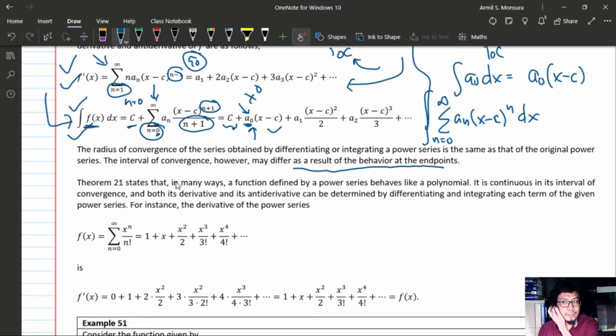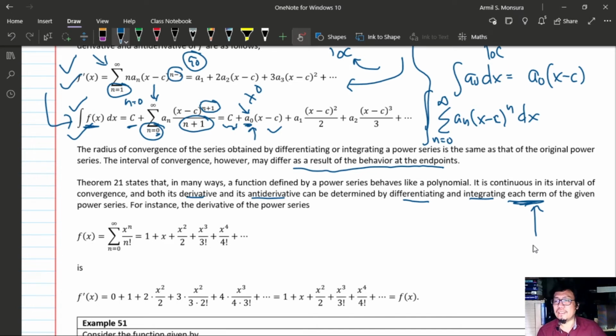Theorem 21 states that in many ways, a function defined by a power series behaves like a polynomial. A power series actually is a polynomial, so it should behave as a polynomial. It is continuous in its interval of convergence, and both its derivative and its antiderivative can be determined by differentiating and integrating each term. That's the idea behind term by term differentiation and integration of your power series.